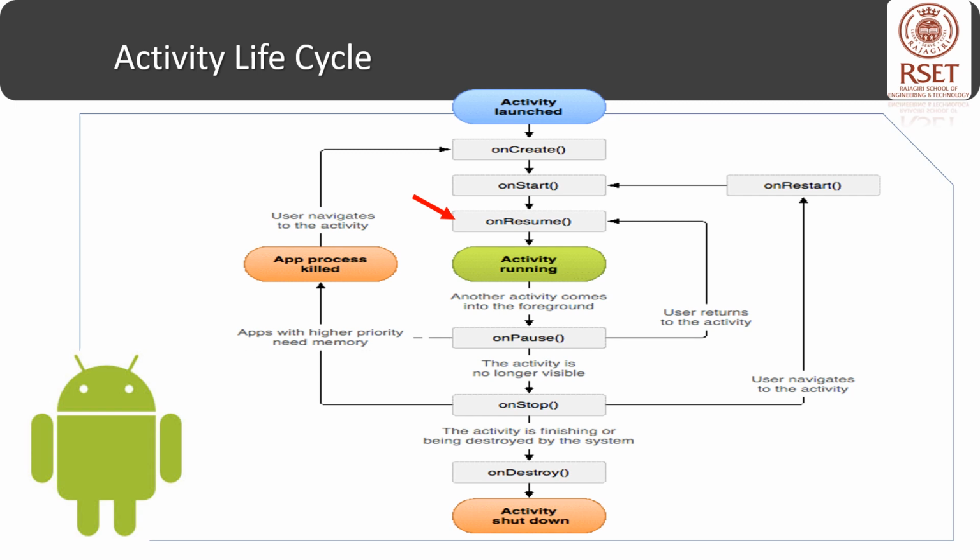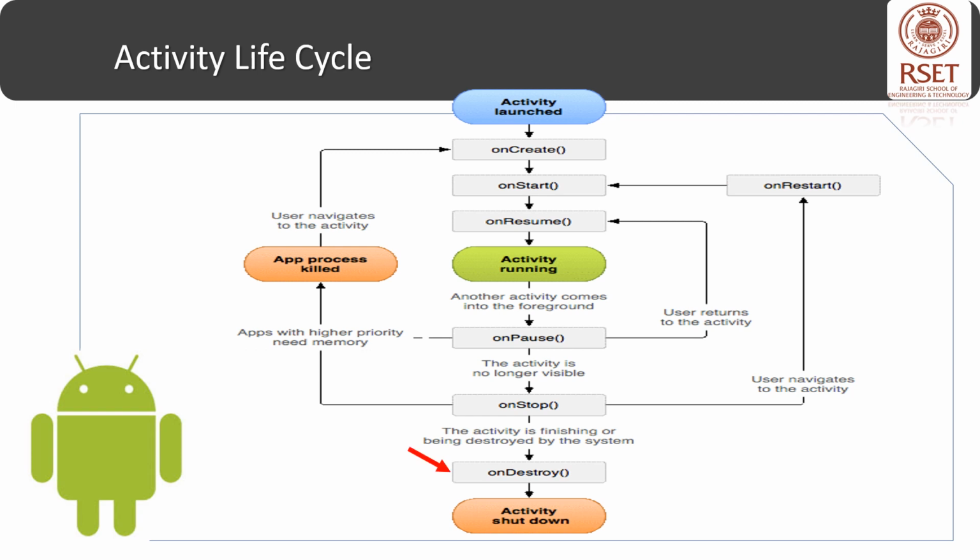After completion of the onPause method execution, the next method is onStop. This is invoked when an activity is no longer visible to the user. After the app process is killed, this moves on to the onCreate method. And once the user navigates to the activity after onStop, it is restarted and moves on to the onStart method.